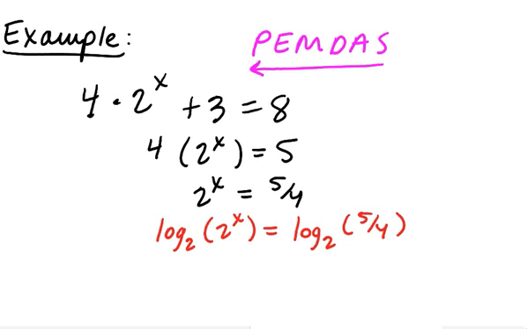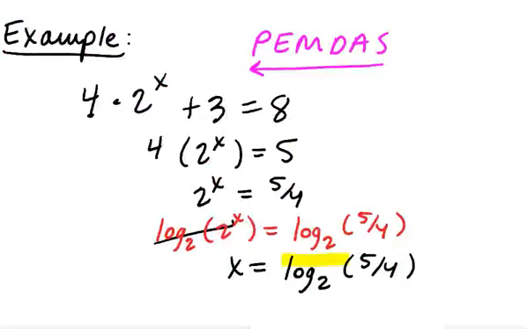I know that these are going to cancel each other out, so I've got x equals the log with base 2 and argument 5/4. Okay, this is the type of thing that we can find in our calculator, but if we need an exact answer, we need to stop right here. It would still be an exact answer if you said the log with base 2 and argument 1.25.